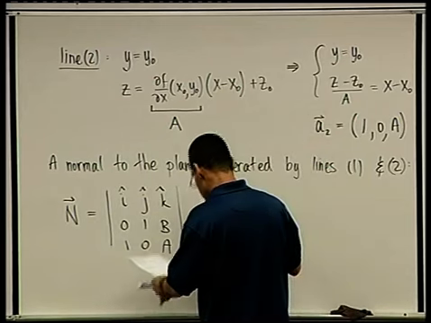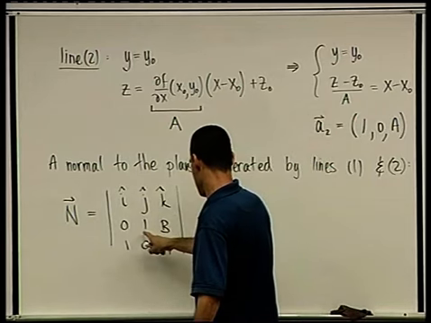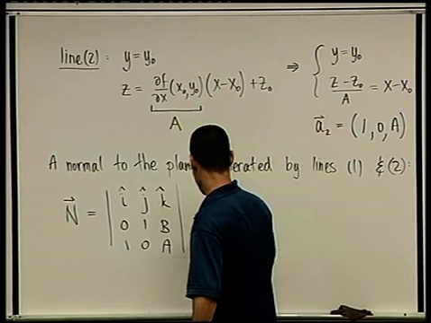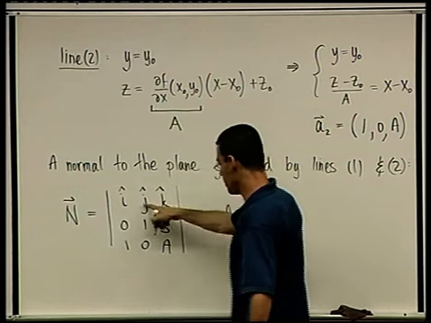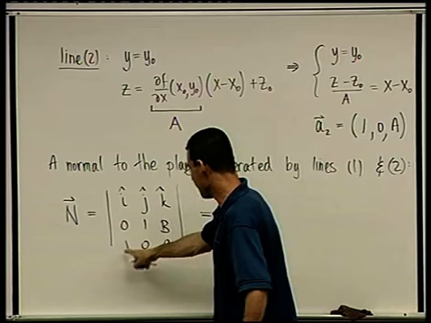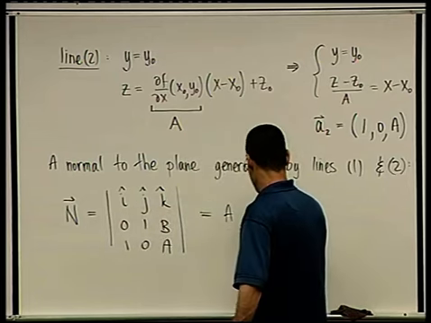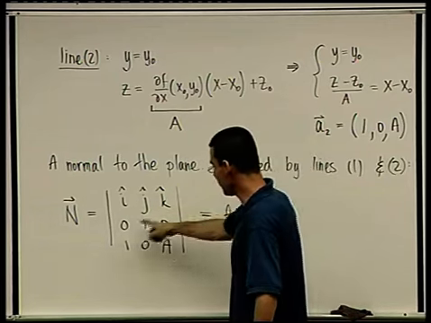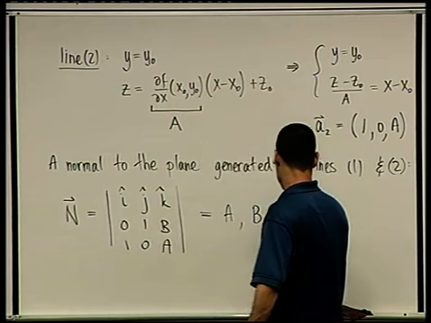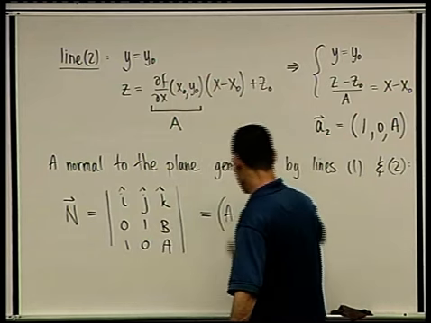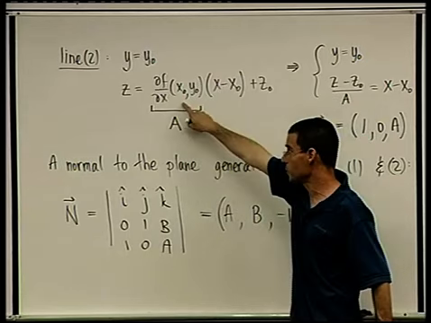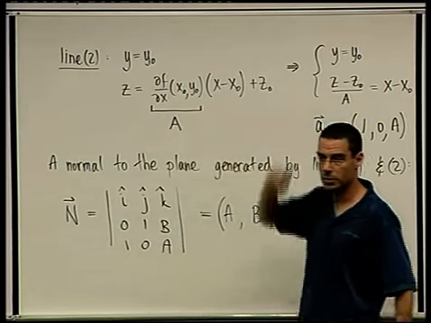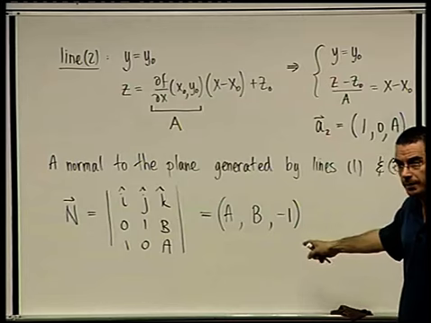Okay, so what we get is in the i direction, we get a. In the j direction, we get minus b, but with the minus from the j, we get b. And in the k direction, we get minus 1. This is the normal. And remember that a was the partial with respect to x, and b was the partial with respect to y. Good?